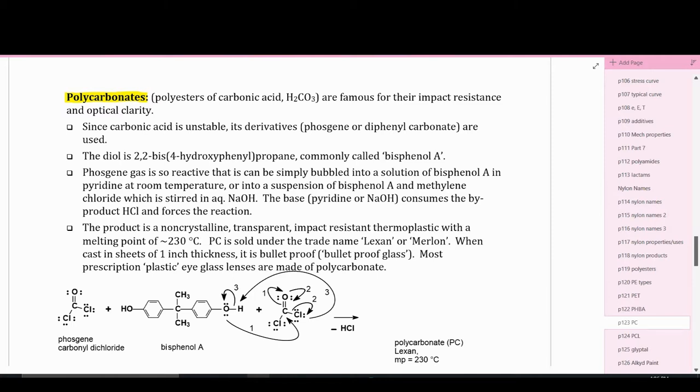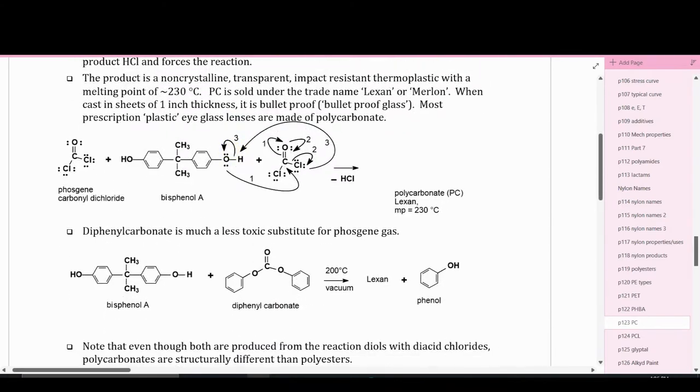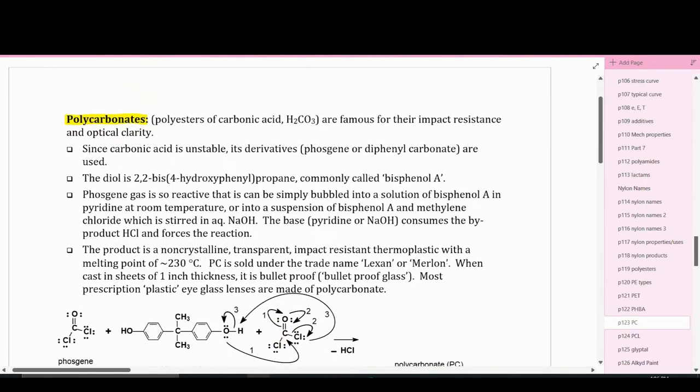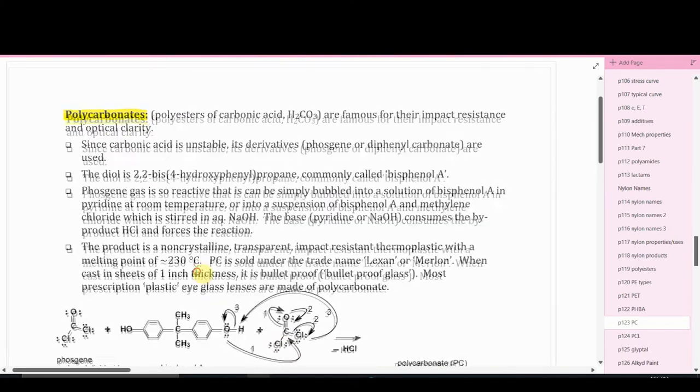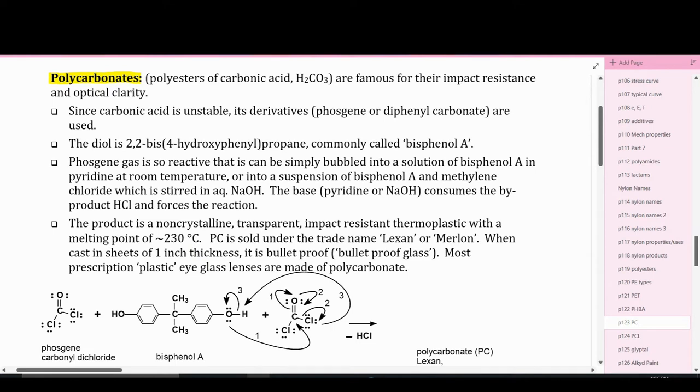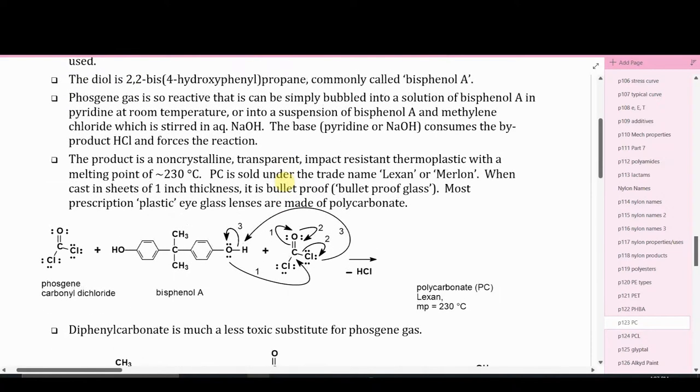So it's actually the derivatives of carbonic acid, such as phosgene. This is phosgene here, carbonyl dichloride, or diphenyl carbonate, which I show down here. Here's diphenyl carbonate. These are used instead. Now the alcohol portion for this esterification reaction, if you will, is a diol called 2,2. Let me point to it as we read it here.